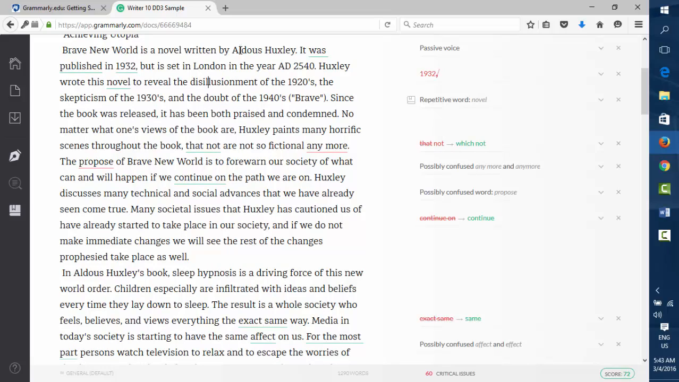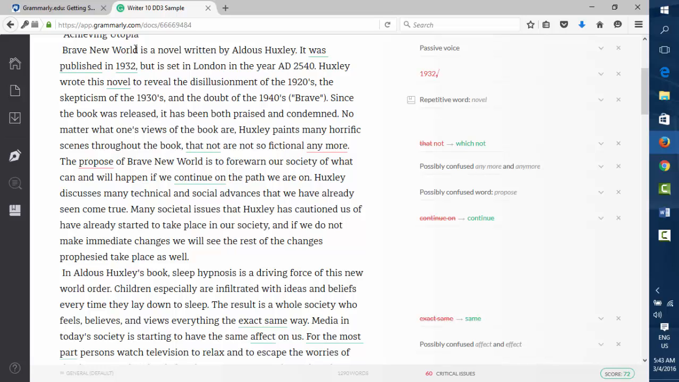So, Brave New World is a novel written by Aldous Huxley. Sorry, it was published in 1932. So it's passive because it doesn't say who published it. It says it was published, so there's no clear identification. It says it was published by, and then it doesn't tell you who. Okay, but that isn't necessarily something horrible.